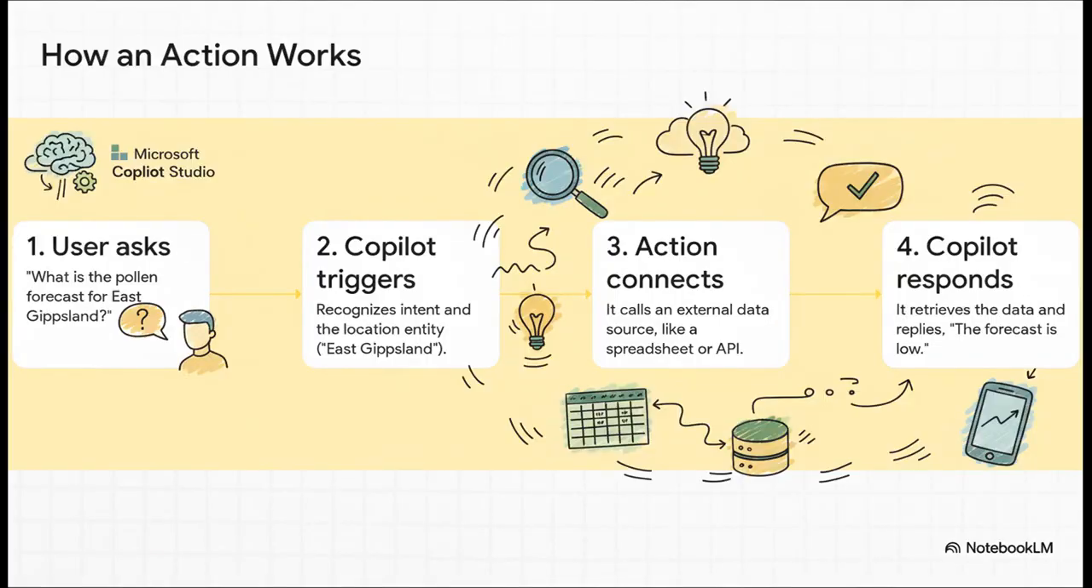So let's break down how one of these actions works, using a really simple example. A user asks, "What's the pollen forecast for East Gippsland?" The Copilot is smart enough to recognize two things: the intent, they want a forecast, and the location. That triggers an action. The action then goes out and connects to an external data source. It could be a fancy API or even just a simple spreadsheet with the pollen data. It finds the exact piece of information it needs and then comes back with a clean, simple answer. The forecast is low. See? Your bot just went from a simple Q&A machine to a genuine digital assistant.